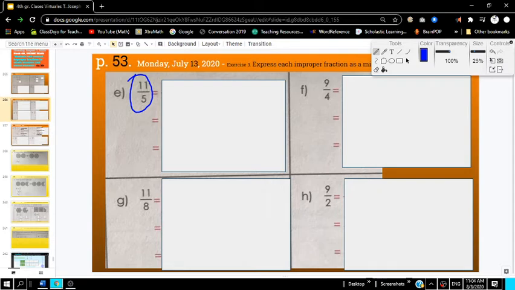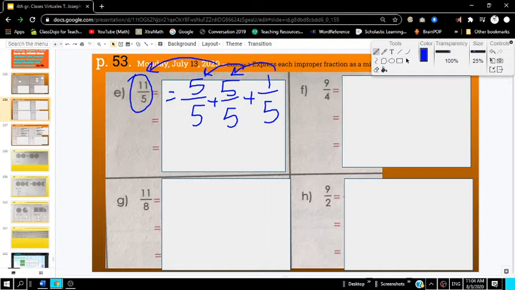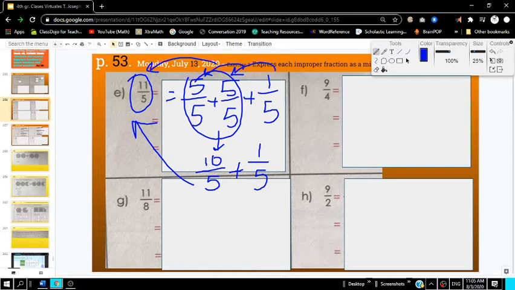Well, I know that 11/5 is the same thing as 5/5 plus 5/5 plus 1/5, because 1 plus 5 plus 5 equals 11. Now, how do I combine 5/5? Well, I can say that 5/5 is the same thing as 10/5. So, since I know 10/5 plus 1/5 equals 11/5, I can find my whole number and my fraction.